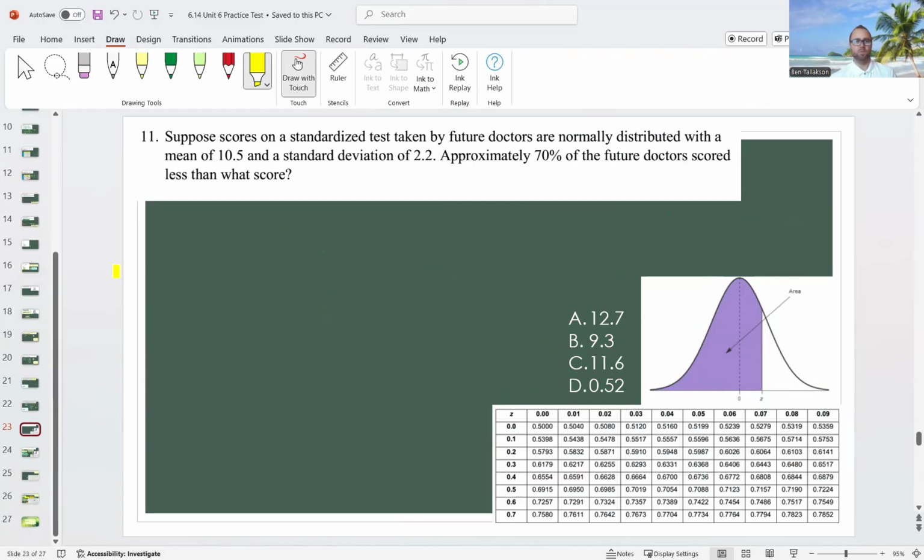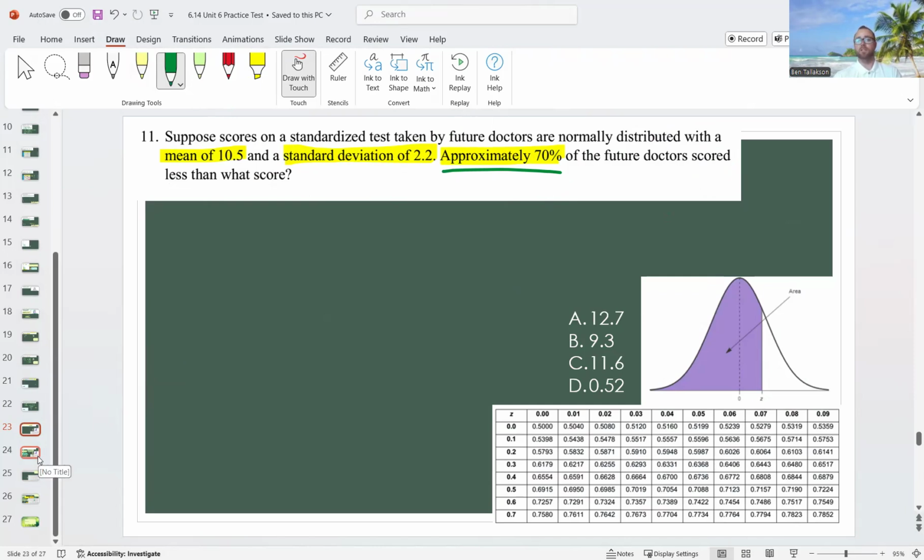And here we go. Suppose scores on a standardized test taken by future doctors are normally distributed with a mean of 10.5 and a standard deviation of 2.2. Approximately 70% of the future doctors scored less than what score? What do we have? Start there, and then focus on this approximately 70% part.